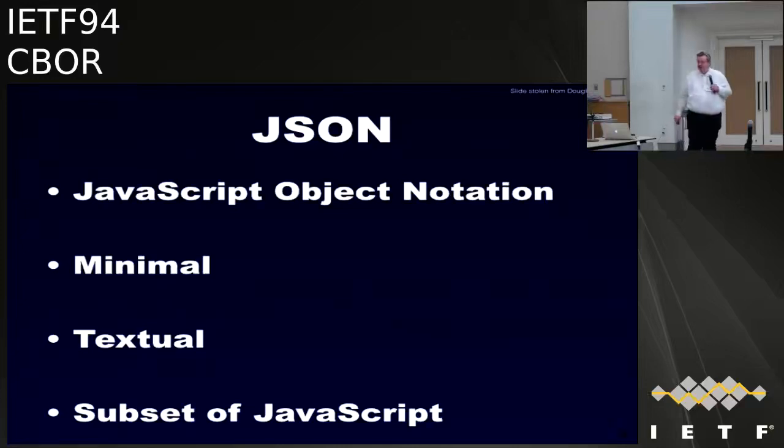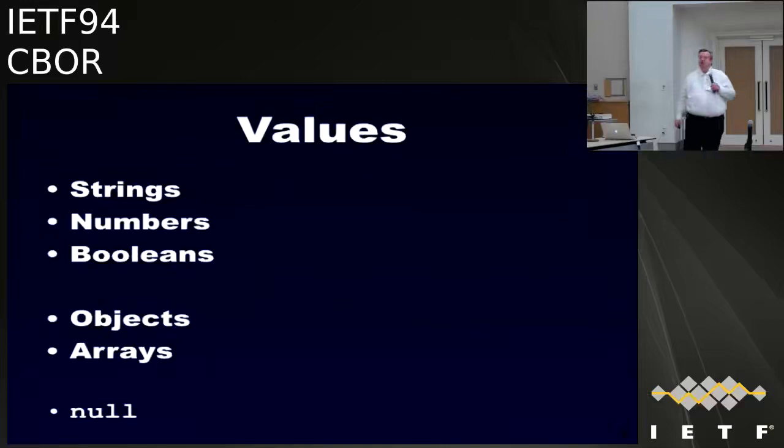Now, JavaScript has a certain data model. And in JavaScript, you have strings, text strings, numbers, booleans, something that's called objects, which in most other languages are called dictionaries or tables, arrays, and the null value. So that's the data model, and that's the underlying model behind all JSON data items.